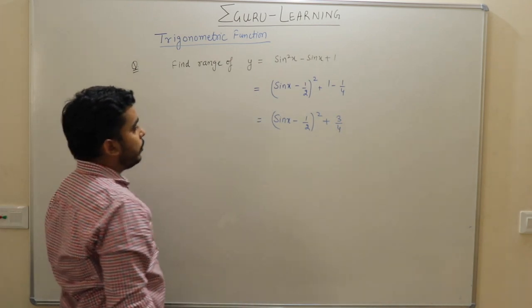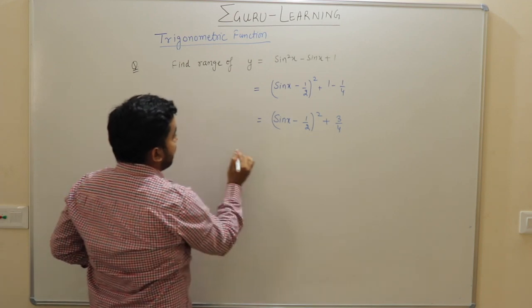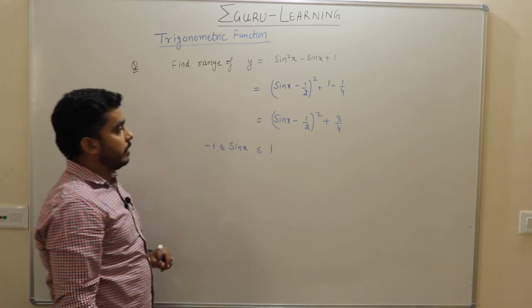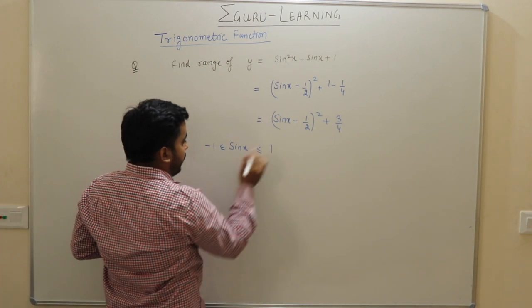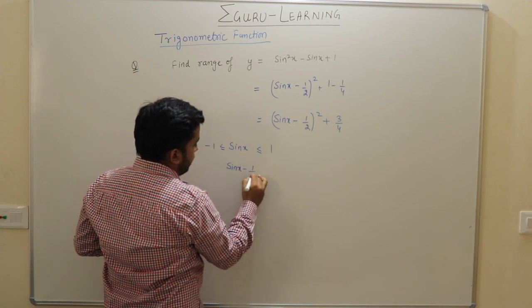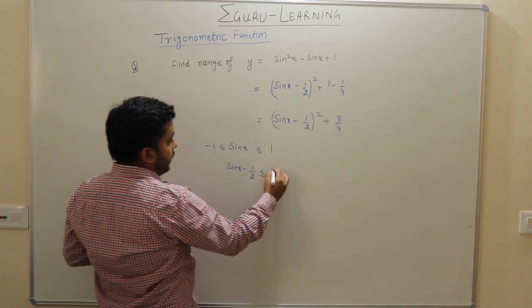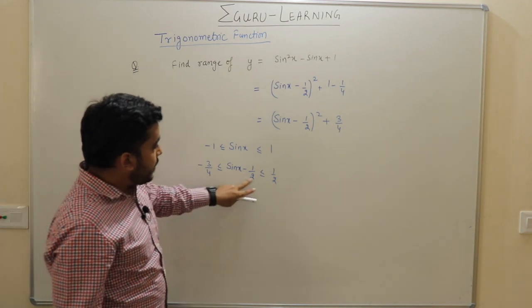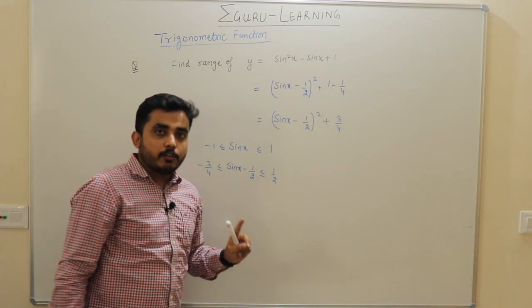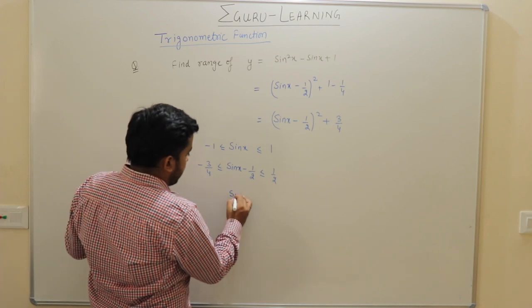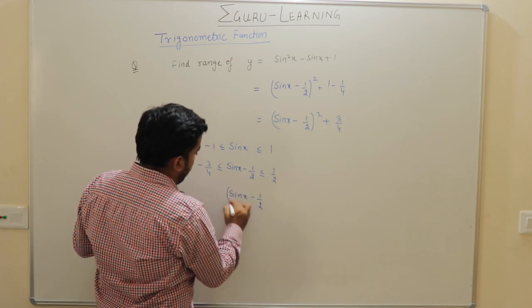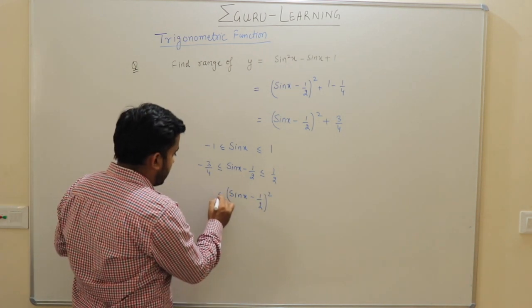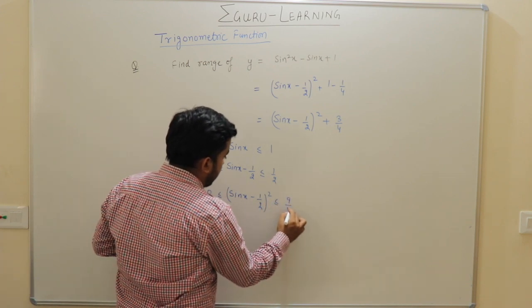Okay. So now let's find out the range of this function. We know that the range of sin x is from minus 1 to plus 1. So let's find out sin x minus half. Subtracting half from both sides, we will get minus 3/2 on this side and 1/2 on this side. Now squaring both sides, (sin x minus 1/2) whole square will be positive. That means this value will go from 0 till 9/4.